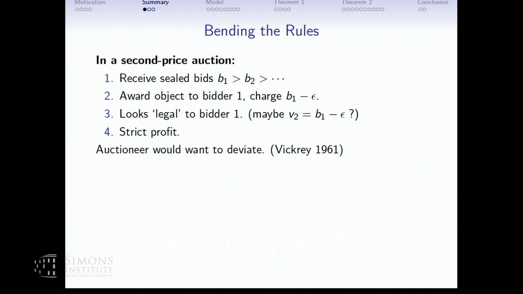Now, this is not a new observation. Vickrey, in the paper that invents the second price auction, observes that the auctioneer would want to deviate and therefore recommends that the auctioneer find some disinterested third party to run the auction on his behalf.